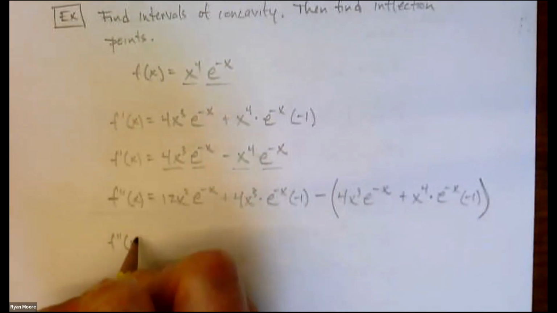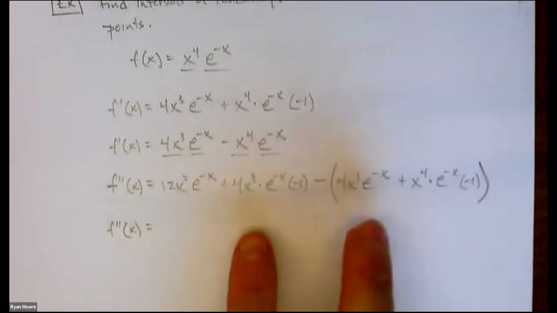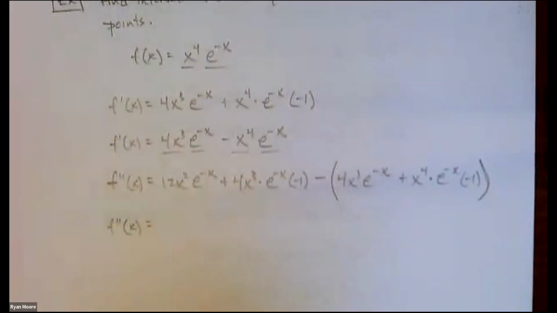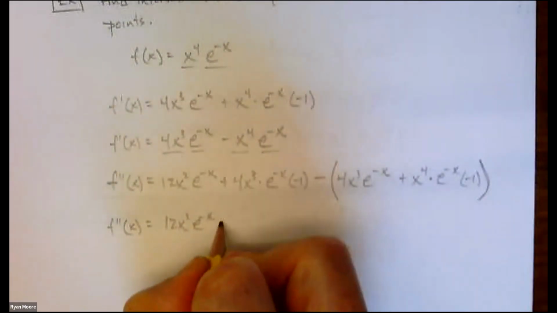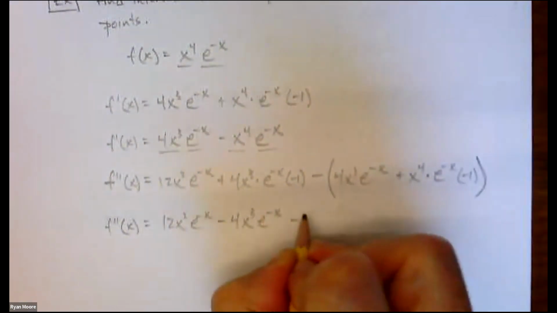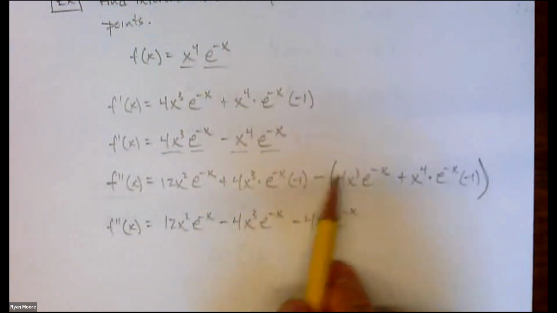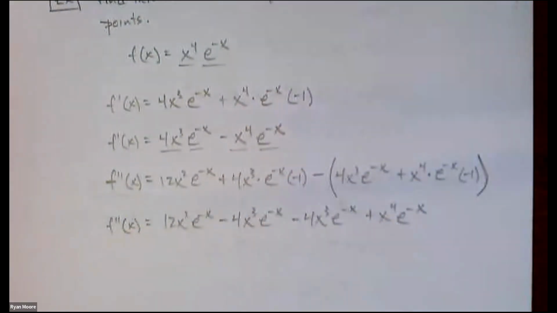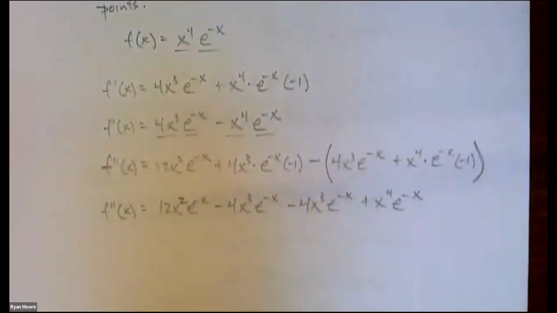Let's clean that up just a bit. Don't know if there'll be any like terms, maybe. Oh, maybe these, maybe those in the middle. Okay, let's see here. One step at a time. 12x squared e to the negative x. This will be minus 4x cubed e to the negative x minus another 4x cubed e to the negative x, and then minus is plus x to the fourth e to the negative x. And yeah, we see that these terms here in the middle are going to combine.